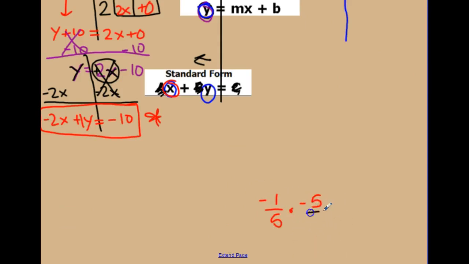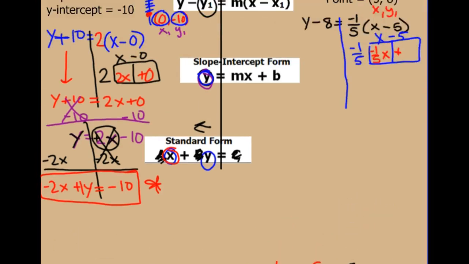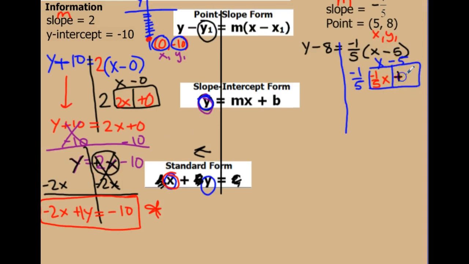Well, I know 5 is really 5 over 1. So I'm going to multiply negative 1 times negative 5, and that gives me a positive 5. 5 times 1 on the bottom is also 5. Well, 5 divided by 5, 5 goes into 5 one time. 1 over 1, or just 1. So I know this is a plus 1 now, because a negative times a negative made a positive. So we have y minus 8 equals negative 1/5 x plus 1.